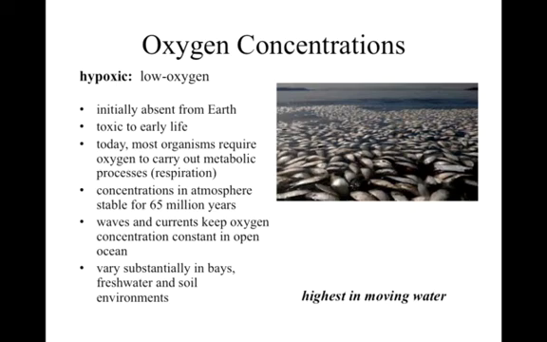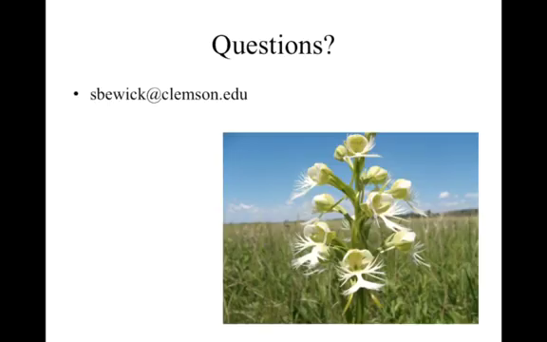And so frequently you'll get fish die-offs in bays or in stagnant ponds because they run out of oxygen, because you don't have enough diffusion of oxygen into the water to keep these organisms alive. And so basically you get the highest amount of oxygen in these fast-moving waters where you get a lot of surface exposed to the atmosphere and you get a lot of diffusion of oxygen in.